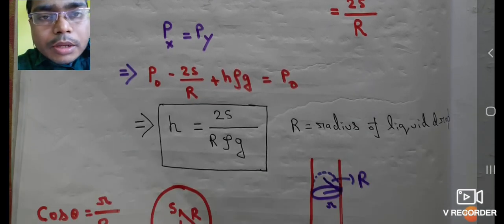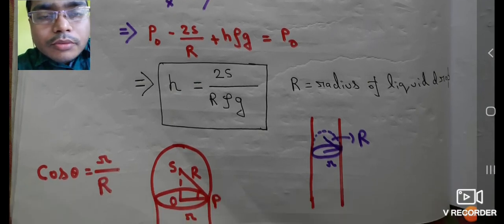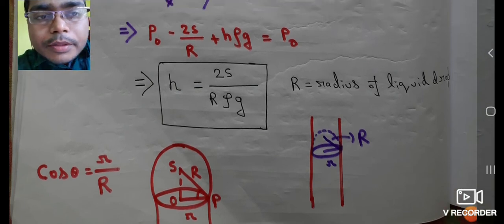So if we equate the pressure at the points X and Y, then we can get the height expression. That will come out as 2S divided by capital R rho g. So what is capital R here? It is the radius of the liquid drop. But here you see, in solving numericals, this radius will not be given to you. The radius of the liquid drop will not be mentioned. Instead, what will be mentioned is the radius of the capillary tube.